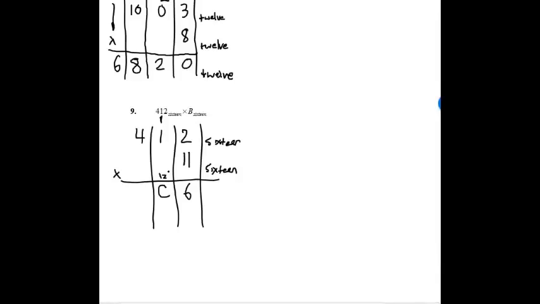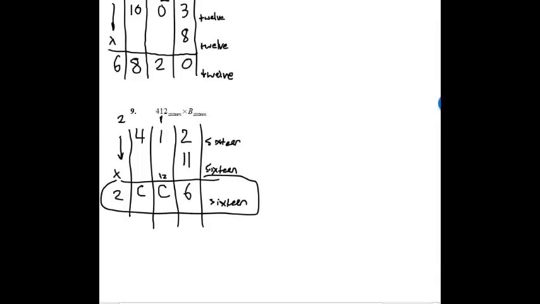And 4 times 11 is 44. How many times does 16 go into this? Twice. Well, that would be 32. 44 minus 32, again, is 12. And again, rather than writing 12, I want to write C. And finally, drop the 2 down. Making our final answer 2CC6, base 16.